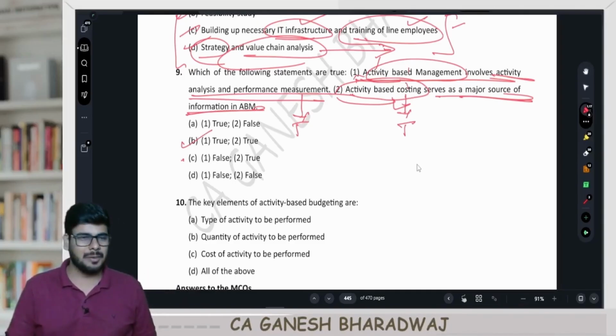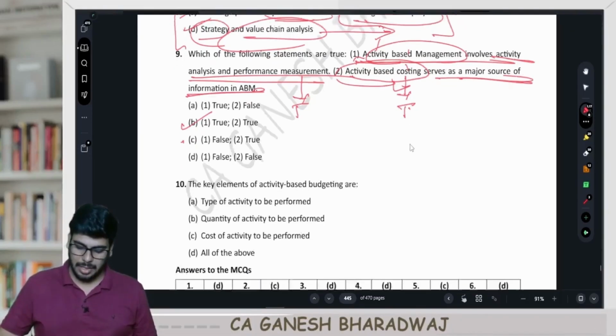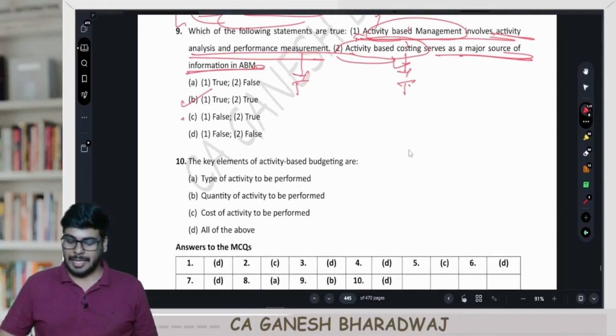Find out which of the statements is true and which is false, and based on that, ideally it's a true or false question. So they wanted to put it in MCQ. So true, false, true, true, false, true, false, false. So just to fill up the four options, they have done this. Anyways, next, the key elements of activity-based budgeting.